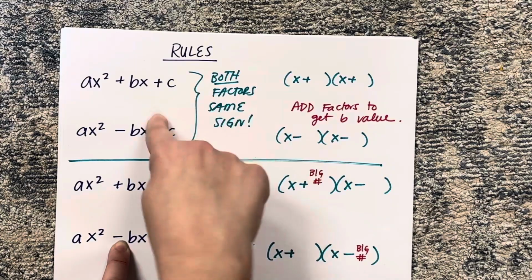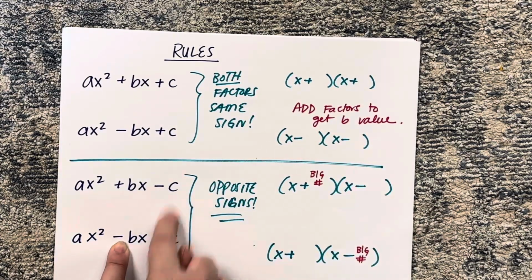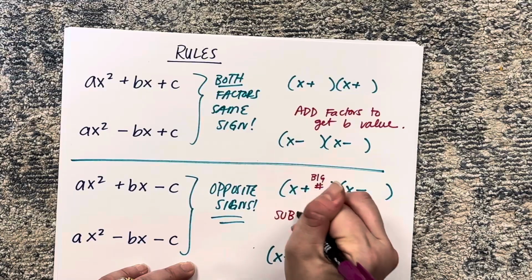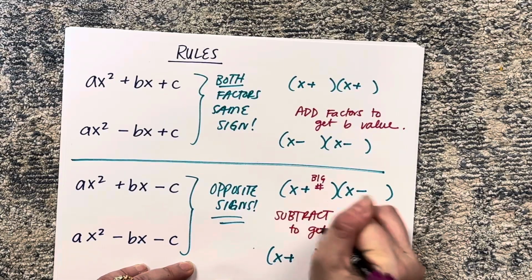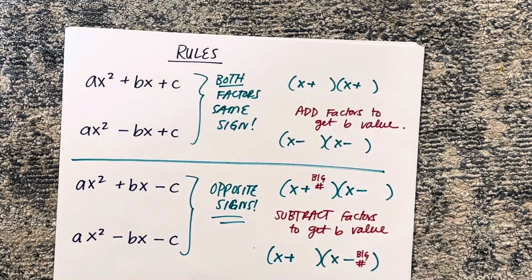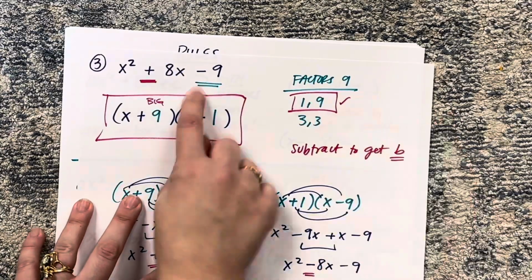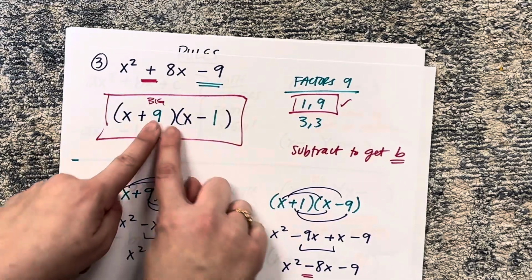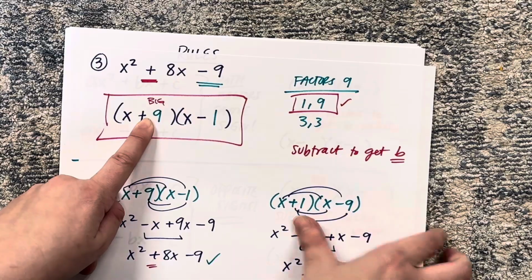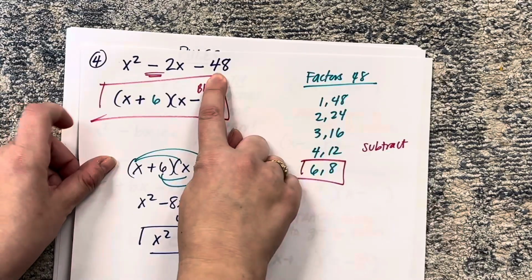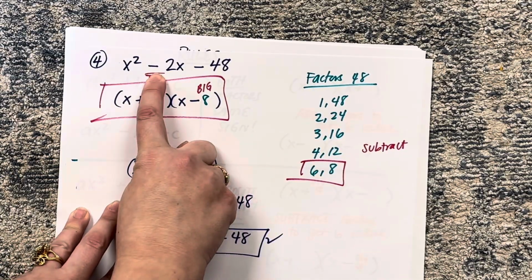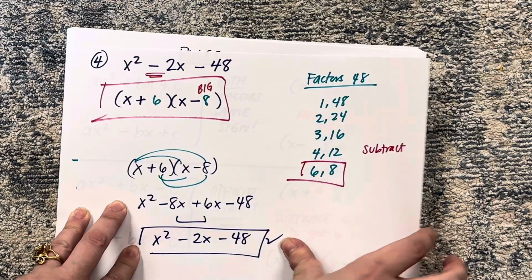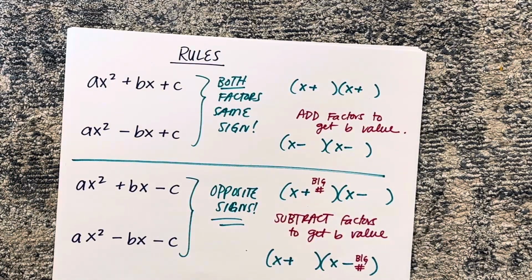And when you have a positive c, you're adding the factors to get that b value. When you have a negative c, you subtract your factors to get your b value. Okay? And this would be just like question 3, right? You had that negative 9, so you went 9 minus 1 to get you 8. Or you had the negative 48, so you had to go negative 8 and positive 6. So 6 minus 8 gave you that negative 2. You subtract your factors. Hopefully that makes sense. Okay, it's not too terrible.